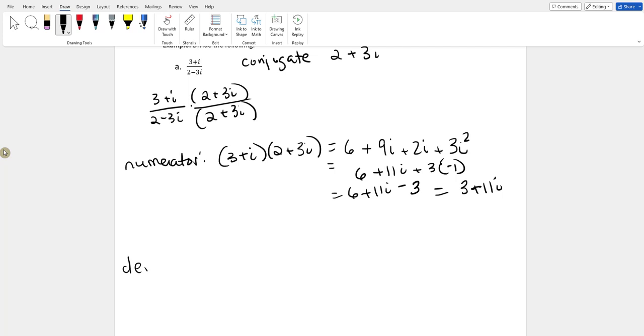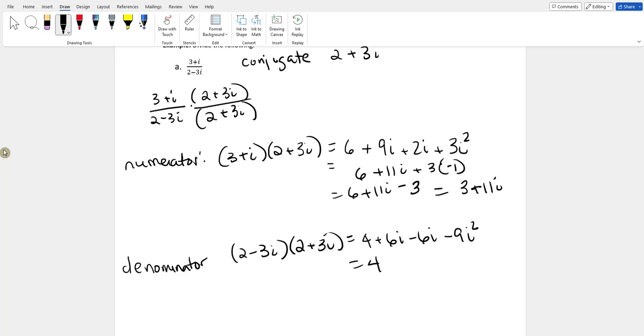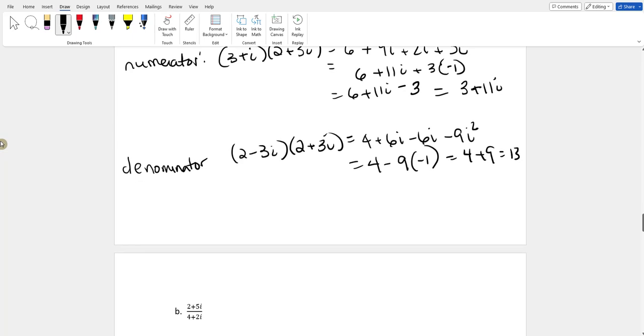So it's all right for you to have an i in the numerator, but when we do the denominator, your i should disappear. Okay, so when I do this, I end up with 4 plus 6i minus 6i minus 9i squared. We know 6i minus 6i is 0. I'm going to be left with 4 minus 9 times negative 1. That's 4 plus 9, which is 13. So now we're going to put everything back together. My numerator is 3 plus 11i, and my denominator is 13.